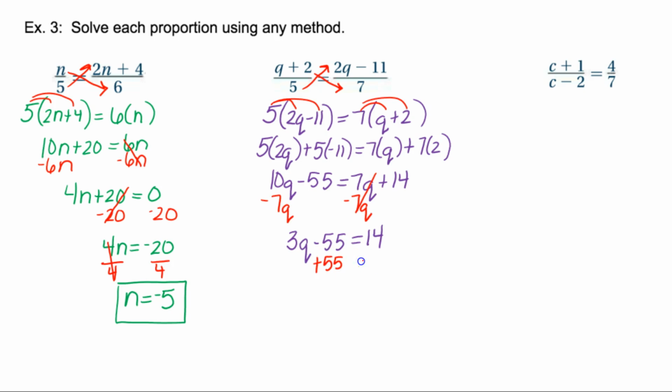Add 55 to both sides. And 3q equals 69. Divide both sides by 3. So q equals 23.